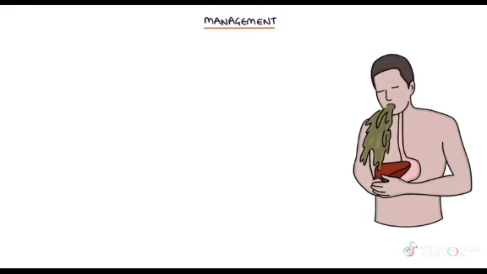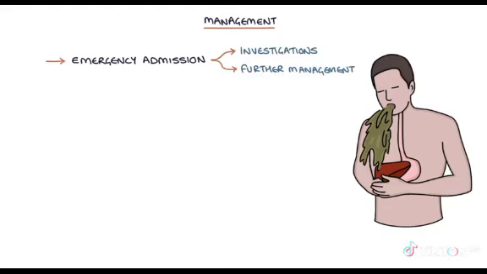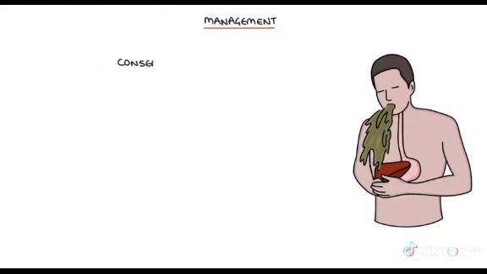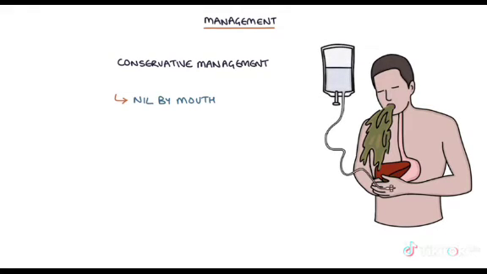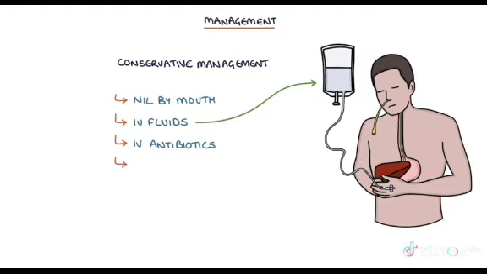Let's talk about management. Patients with suspected acute cholecystitis need emergency admission to hospital for investigations and further management. Conservative management involves making the patient nil by mouth to rest the gallbladder, giving IV fluids, IV antibiotics as per the local guidelines, and an NG tube may be required to help drain the stomach if the patient is vomiting.